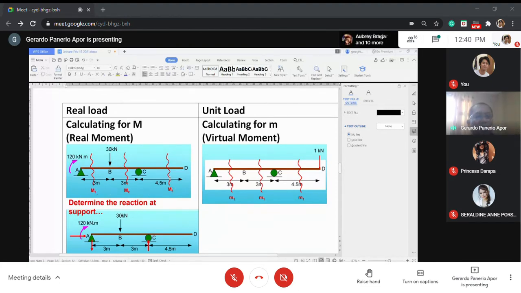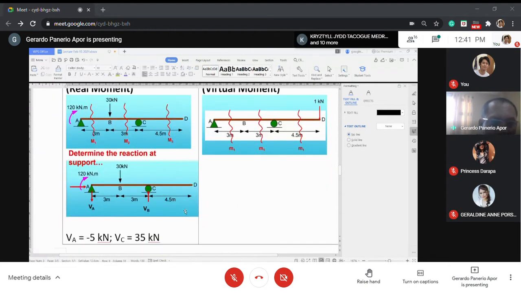Okay. Now, whatever you did here for the real load, you have to be consistent also with the small letter m. So, for example, you divide it into three. Then this is not M1 anymore, no? So this is wrong, this is wrong. We will reason about that, no? So like that.